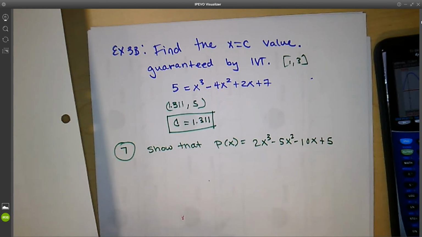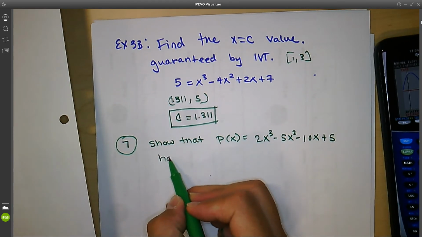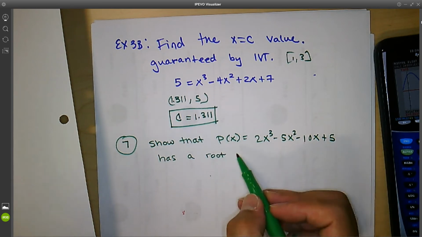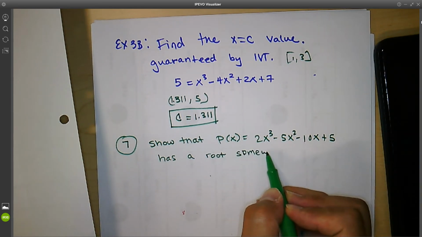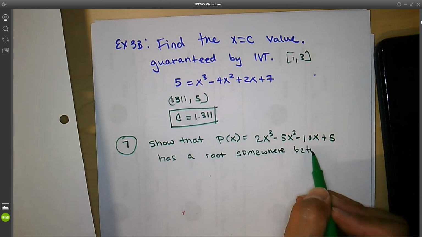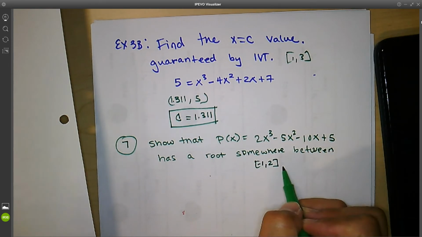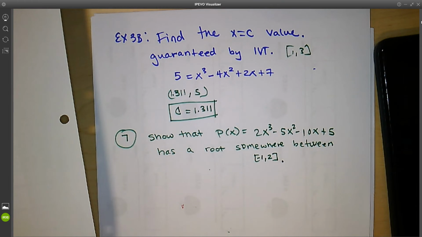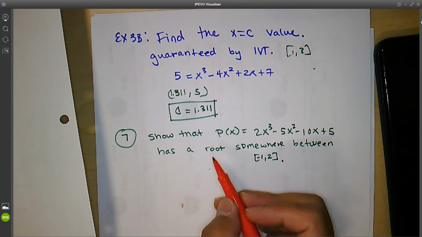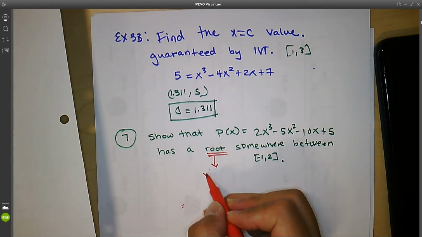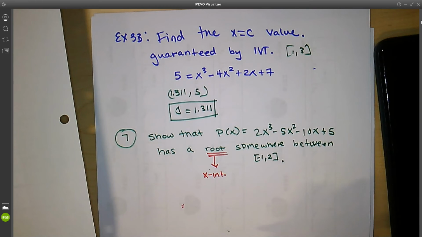Okay, show that this polynomial has a root somewhere between 1 and 2. What is a root? Yeah, an x-intercept. Since it intersects the x-axis, what's the value of your y? 0.